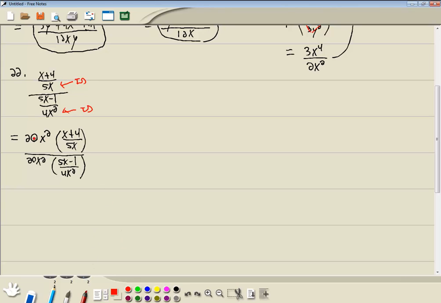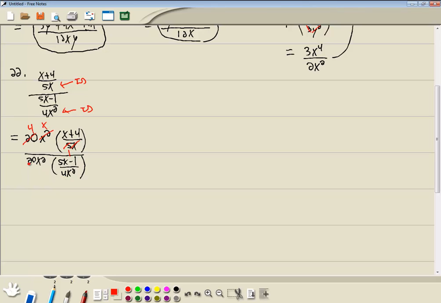Okay, so we got 20 and 5, both divisible by 5. 20 divided by 5 is 4. 5 divided by 5 is 1. Here we got 2 x's, and here we got 1 x. That x will disappear, and those will disappear and leave us a single x here.